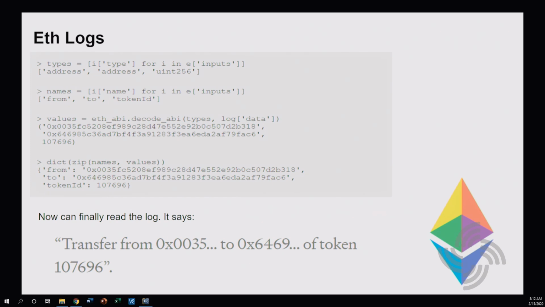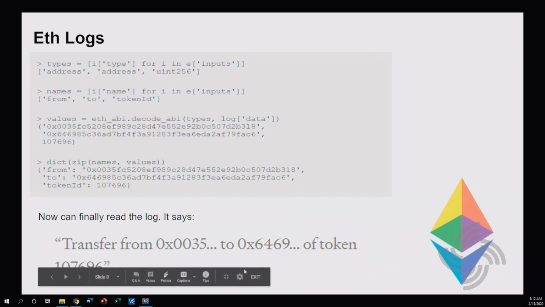And so when you decode the ABI, it's basically the secret key to know what's going on in a contract. So this is just decoding that. And then eventually you can finally read the log. It says transfer from one address to another of a certain token type or a token ID.